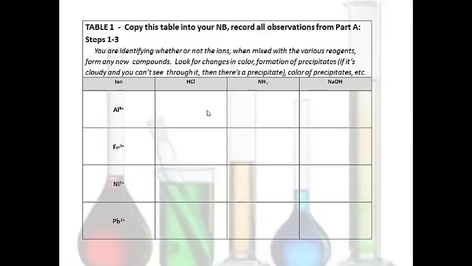And you want to use these solutions stepwise. So add a little bit, record your observations, then add a little bit more and see if you can maybe force a precipitate out that didn't come out just with a few drops. So don't just give up, don't just add a little bit and then leave it. You want to make sure that you get all of the observations that you can.